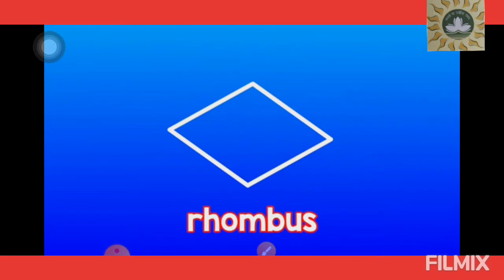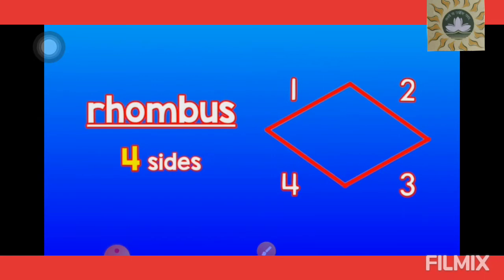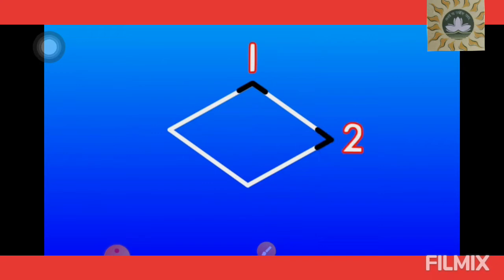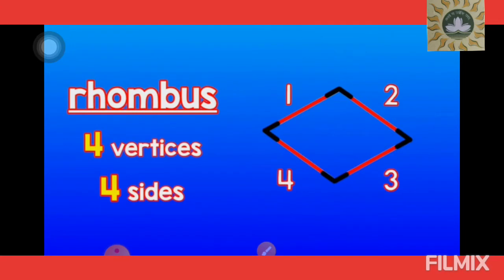This is a rhombus. Let's move and count the sides of a rhombus. 1, 2, 3, 4. A rhombus has 4 sides. Let's move and count the vertices of a rhombus. 1, 2, 3, 4. A rhombus has 4 vertices and 4 sides.